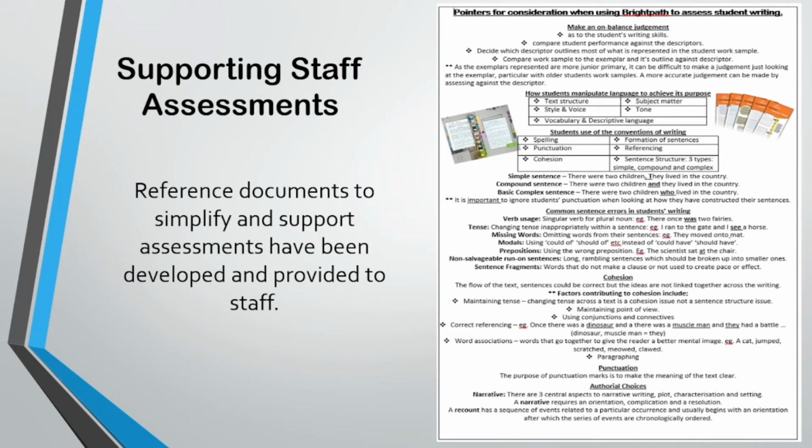To also support staff, we've taken information from Brightpath and simplified it into almost a cheat sheet, so that staff can refer to that to support their judgments when they're making judgments of students' writing, and also to assist in that moderation process. It's a quick cheat sheet to pull out and look at the skills we should be looking for when we're assessing, and what some of the terms in the descriptors mean, to support that understanding when we're assessing and moderating as a team.